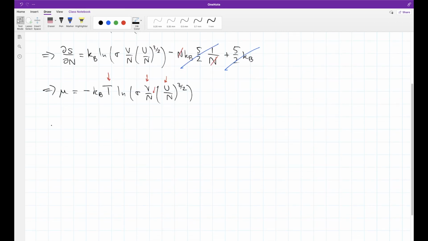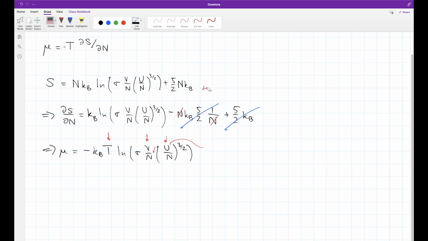Let's figure out how to get rid of that 4th variable. So I think here what we'll do is get rid of U in favor of T. So we remember that U is equal to 3 halves N k_B T. And so we can pretty easily make that substitution. So we'll get minus k_B T times the log of sigma V over N times 3 halves k_B T, and then all of that to the 3 halves.